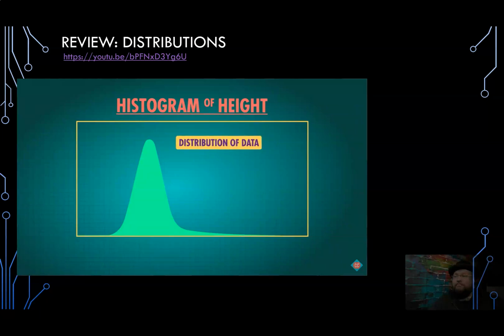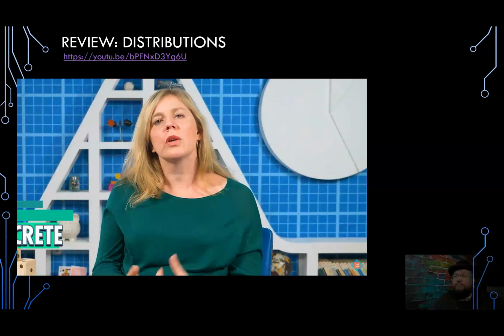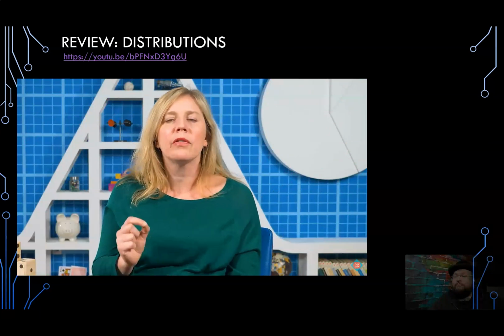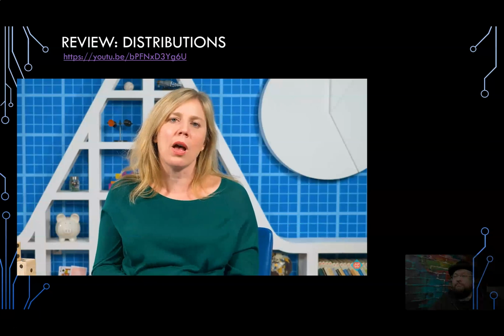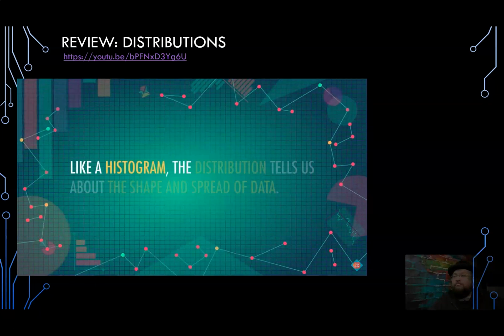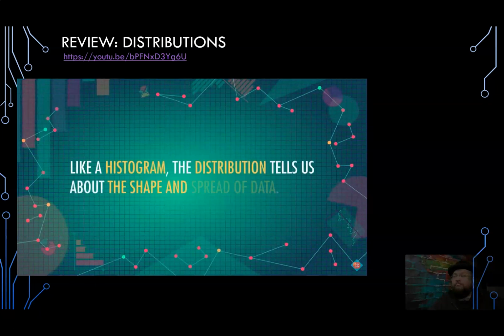A distribution represents all possible values for a set of data, and how often those values occur. Distributions can also be discrete, like the number of countries people have visited. That means they can only have a few set values that they can take on. These distributions look a lot more like the histograms we're used to seeing. Like a histogram, the distribution tells us about the shape and spread of data.